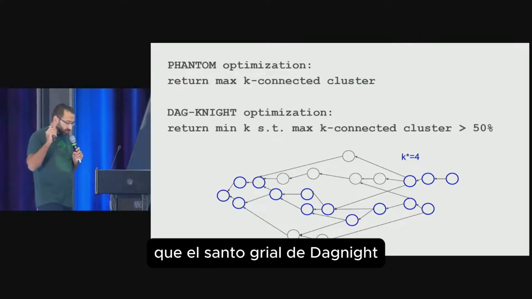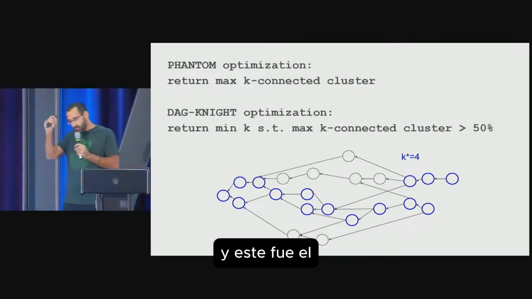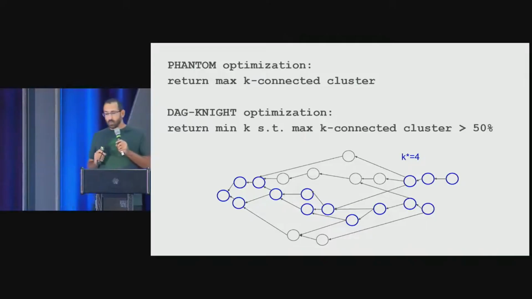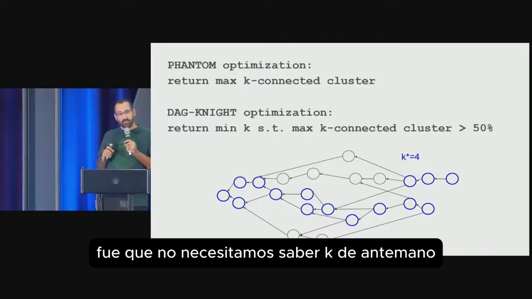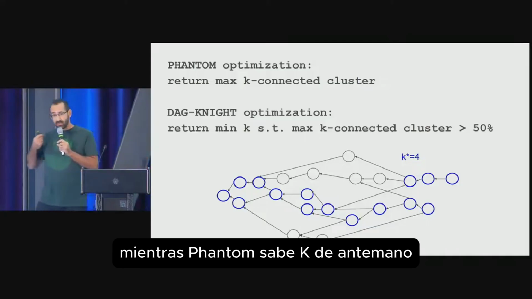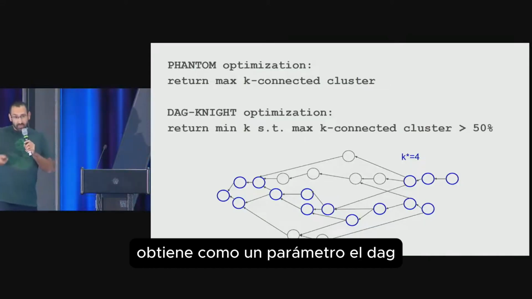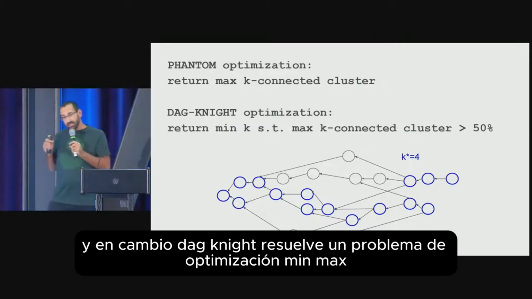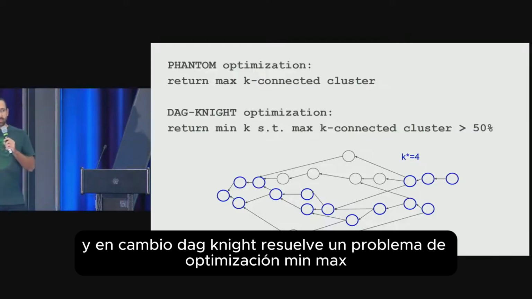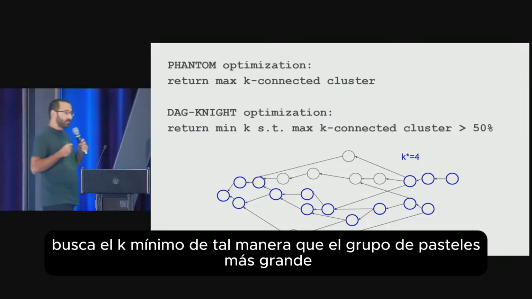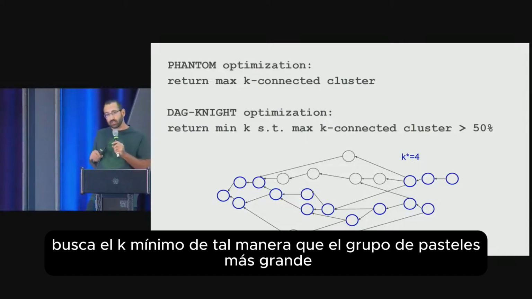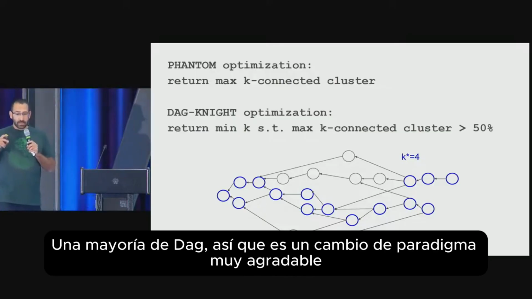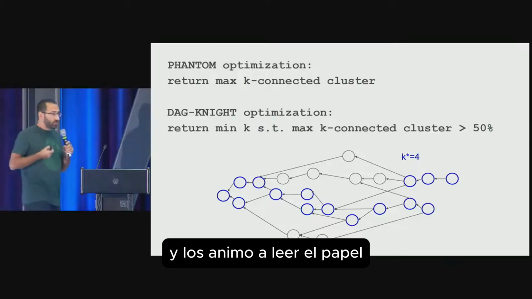So the holy grail of DAG Knight, and this was the main breakthrough that Michael presented 3 years ago, was that we don't need to know K in advance. While Phantom knows K in advance, it gets as a parameter the expected DAG width, DAG Knight does not need to know it. Instead, DAG Knight solves a min-max optimization problem. It searches for the minimal K such that the largest K cluster achieves 50%, a majority of the DAG. So it's a very nice paradigm shift, and I encourage you to read the paper.